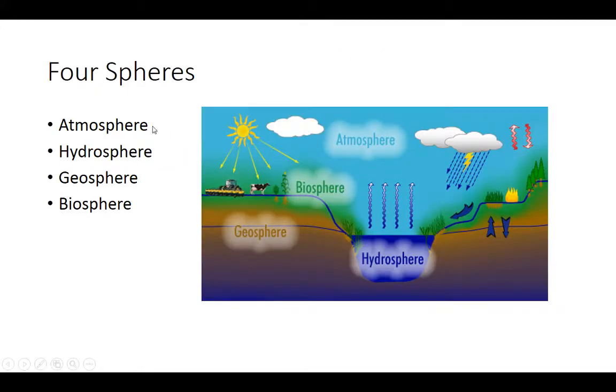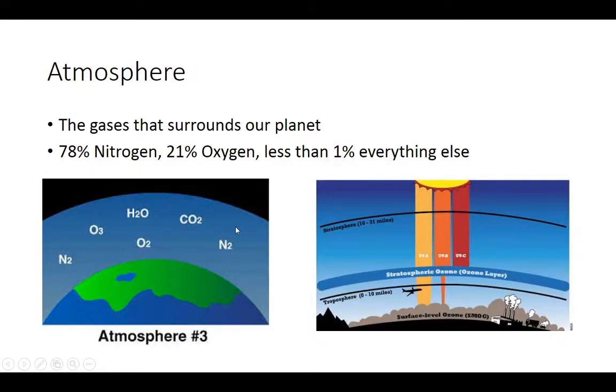So the four spheres are the atmosphere, hydrosphere, geosphere, and biosphere. Given a map or a picture like the one that is here, you should be able to find an example of each one. So let's go through and define each. Our atmosphere is all the gases that surround our planet. So the oxygen, carbon dioxide, nitrogen, water, anything that's above the surface of the Earth that's a gas would be considered our atmosphere.